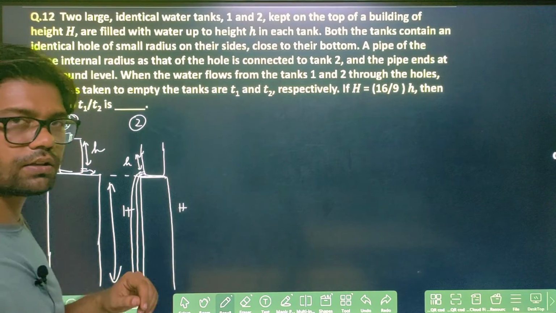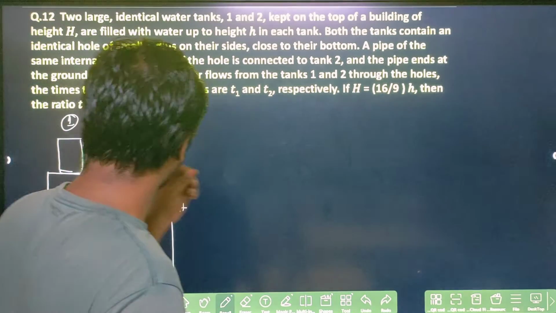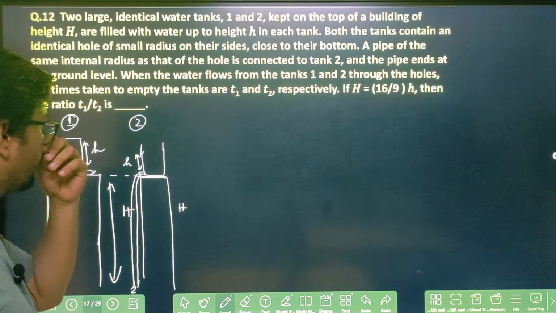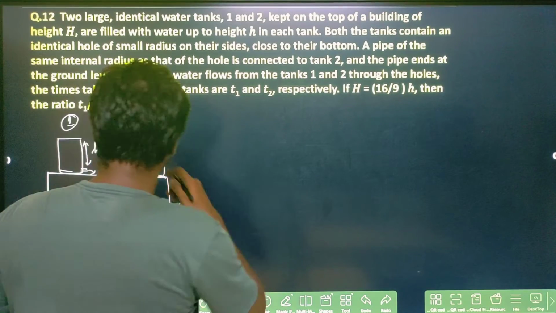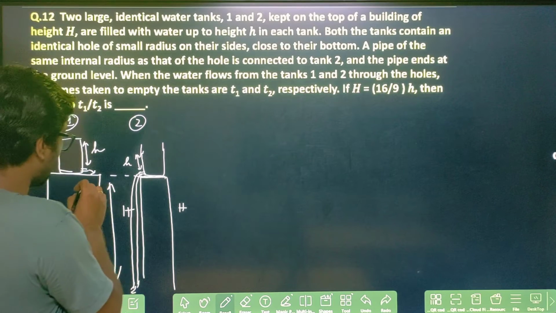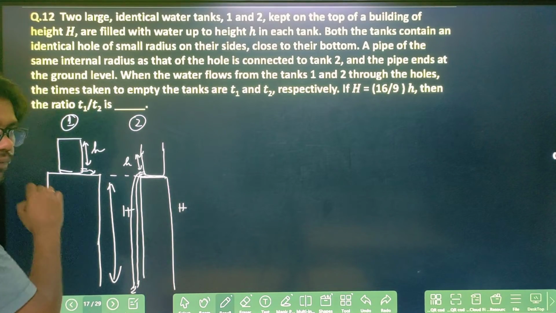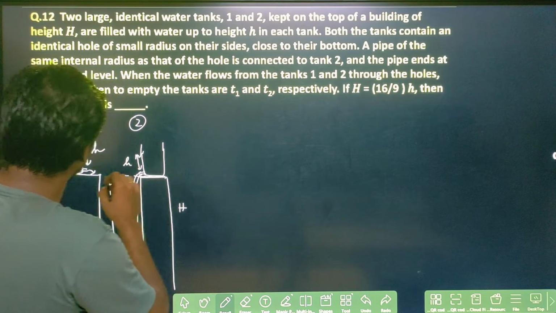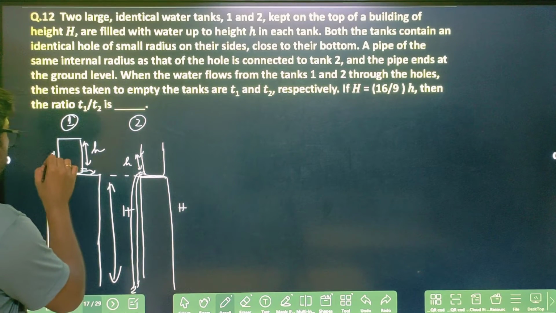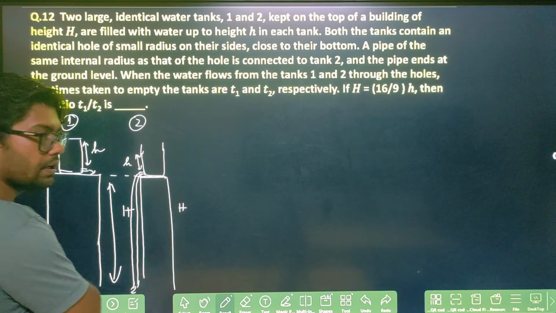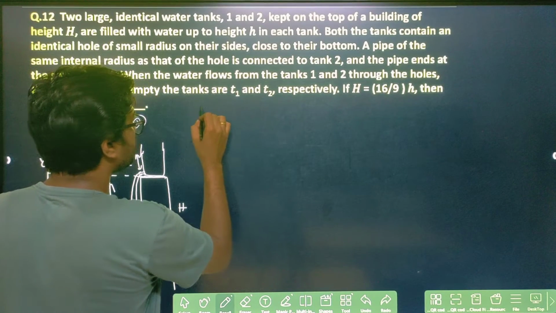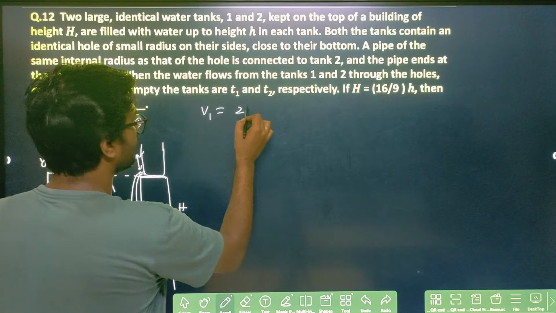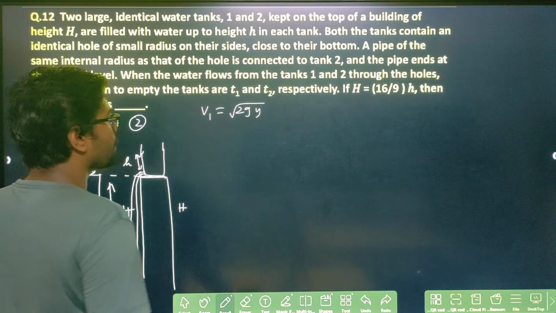Everyone remembers the result of case 1, right? T1 you can find out easily, and T2 also you can find out easily. So I am solving here. What will be the velocity of efflux here? Let's say at any time the height of the water is y. Then V1, coming out for case 1, will be root of 2gy, right?